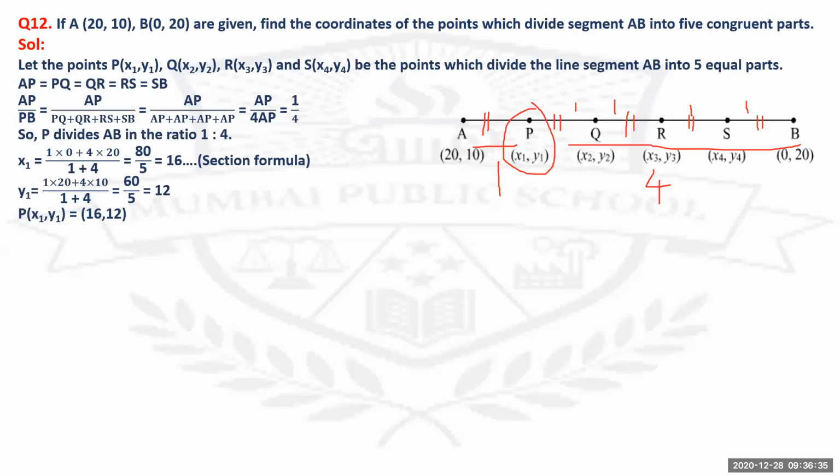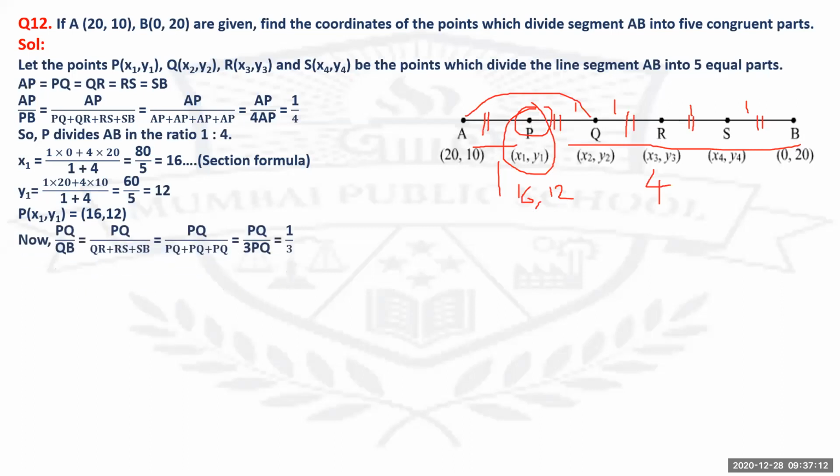Now check what you'll get is 16 comma 12. Now see, P can become the midpoint of A and Q. So here you can apply the midpoint formula to get the coordinates of Q, and you can go ahead with all these points. Is this clear? That depends totally on you, whether you're going to apply the section formula or the midpoint formula. Is this clear, students?